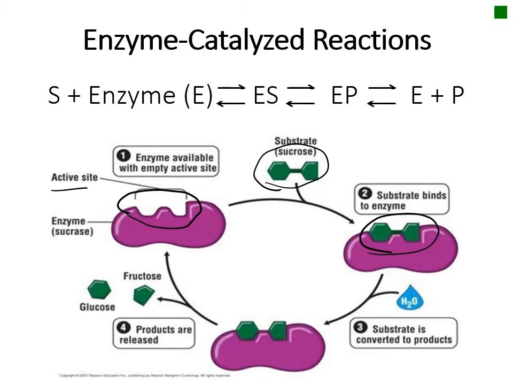In this example, the bond between the two monosaccharides of sucrose is broken, separating glucose and fructose. And then the products dissociate from the active site. Notice that the active site goes back to its original conformation after the product is released. The enzyme is not considered a substrate or a product because it is not changed by the reaction.